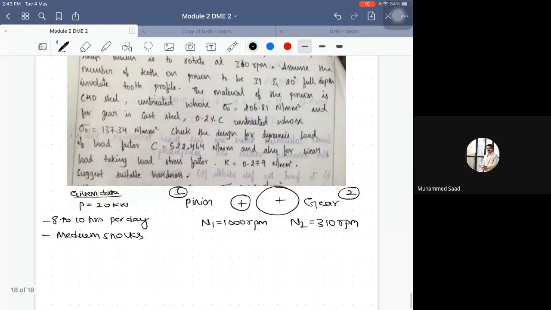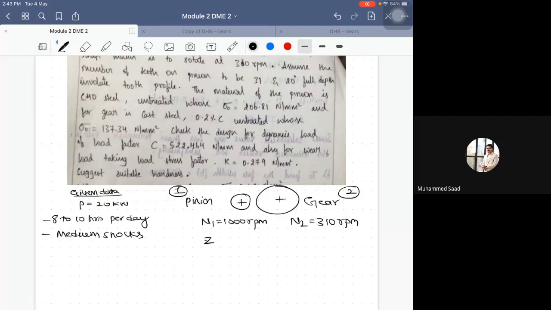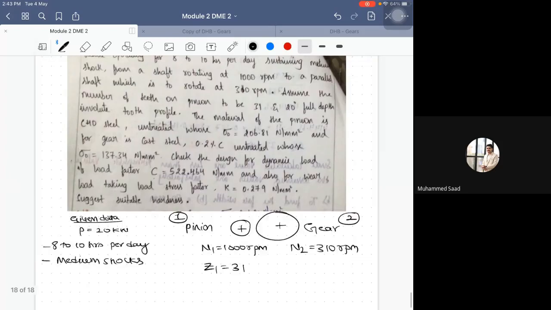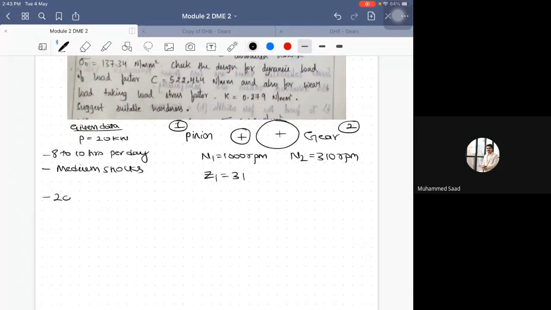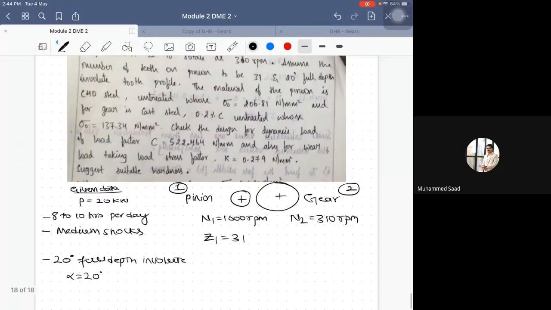Next, he has mentioned: assume the number of teeth on the pinion to be 31. That means the value of Z1 is 31 teeth. And 20-degree full depth involute tooth profile, he says. So I would write it here, 20-degree full depth involute profile. It is not stub, it is full depth. From this, I can even judge alpha to be 20 degrees.